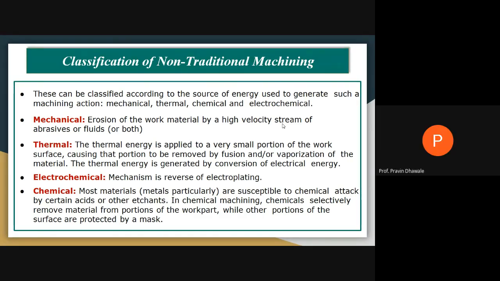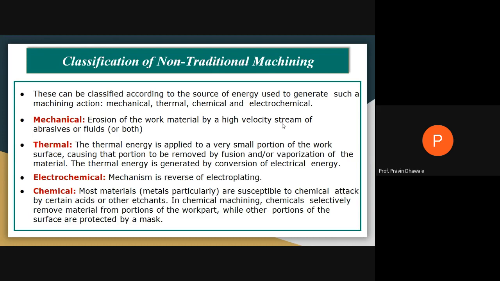Then the second type of non-conventional machining process is based on thermal energy. Thermal means heat, right? So by using heat, we can remove the material from a particular part of the workpiece. In thermal energy based non-conventional processes, the thermal energy is applied on a very small or a very appropriate portion of the workpiece.